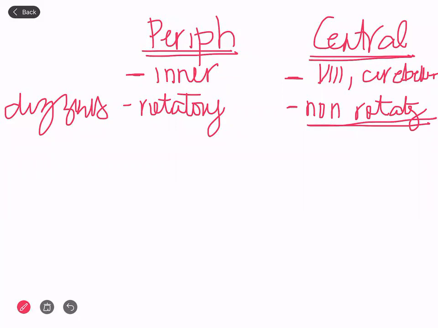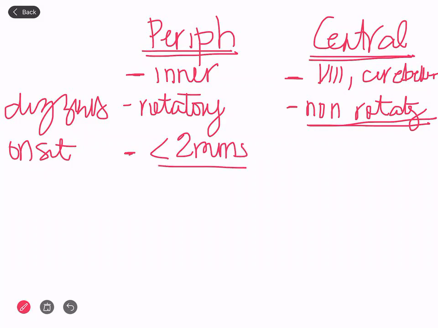Number 2 is the onset or duration. So usually, for the peripheral, it is less than 2 minutes. Very brief lang siya, no? Rotatory, and then after some time, it will disappear, okay? And then it will again reappear, okay? That's why it is called paroxysmal vertigo, because it's on and off, no? But for central, it's more than 2 minutes, okay? Usually days or weeks, no? That is for central, okay?